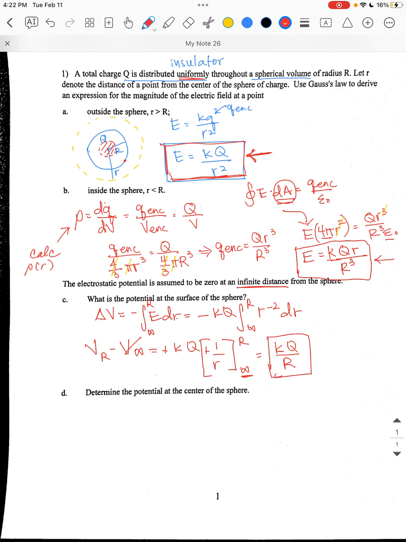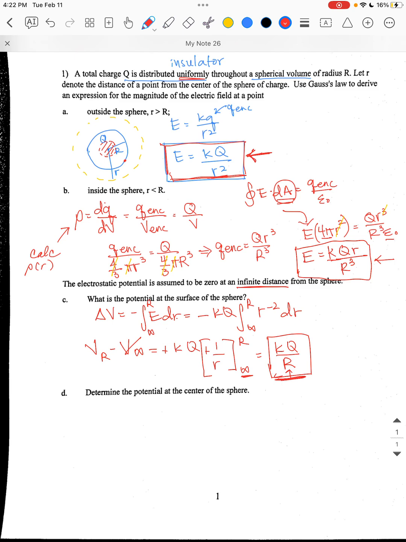Again, when you're working with a sphere and you're trying to find the potential or the electric field outside of that sphere, whether it's a conductor or an insulator, your potential and your electric field are going to be the potential and electric field equations for a point charge. So KQ over R and KQ over R squared. And then obviously we're at the surface, so I'm using big R as my denominator.